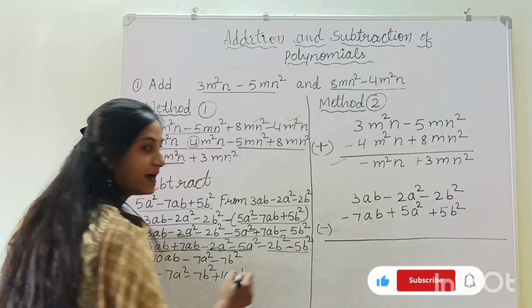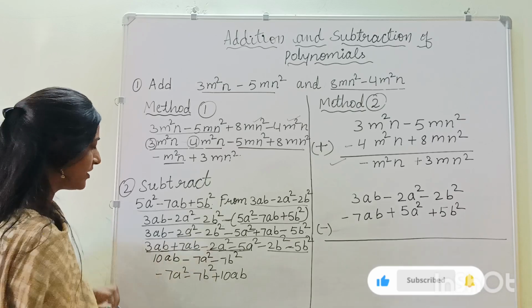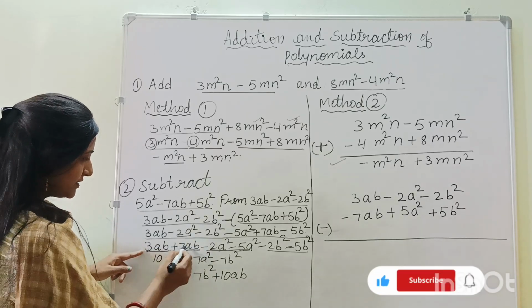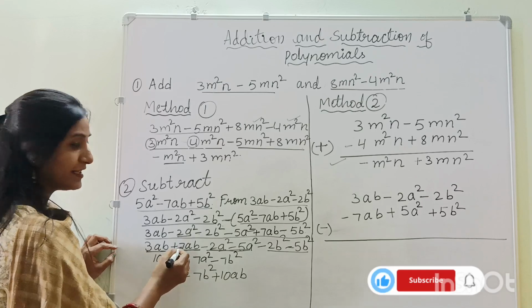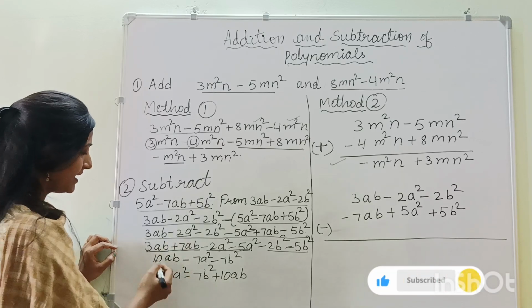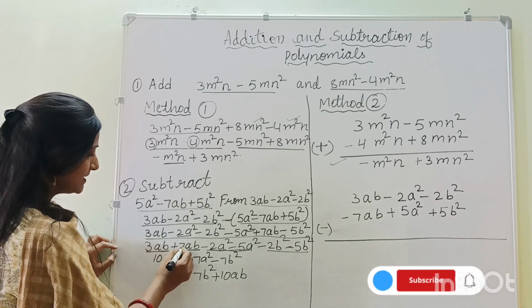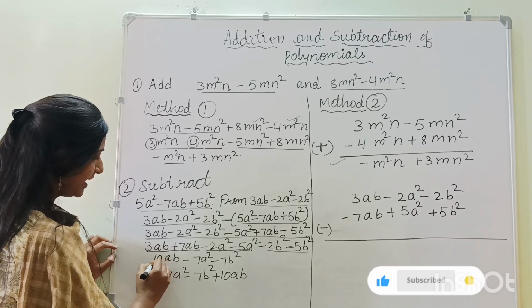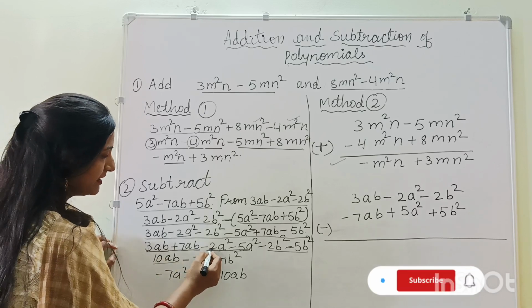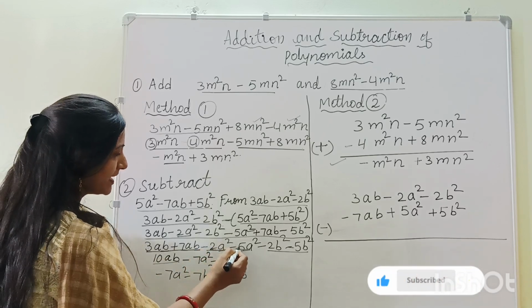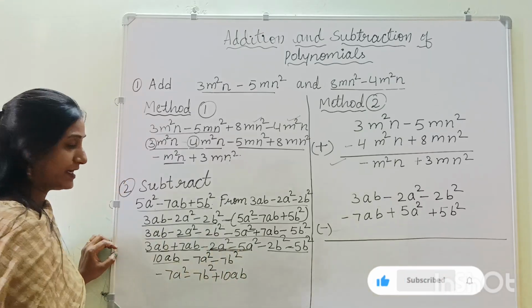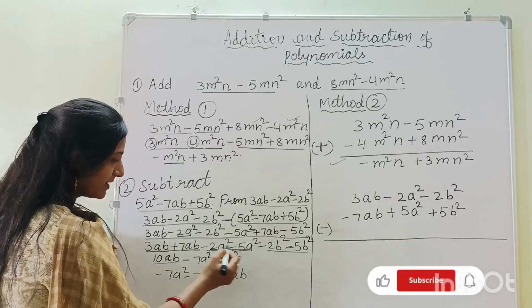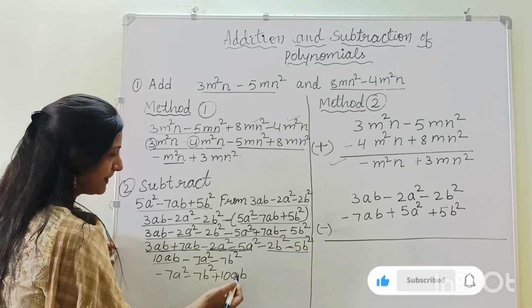Now we'll see addition and subtraction accordingly. These two terms have the same sign, that is plus, and these two terms are like terms, so you can add. So 3 plus 7 is what? 10. So 10ab. Next, minus 2a square and minus 5a square. These are like terms, but the signs are minus. So you can add here also. 5 plus 2, 7a square.